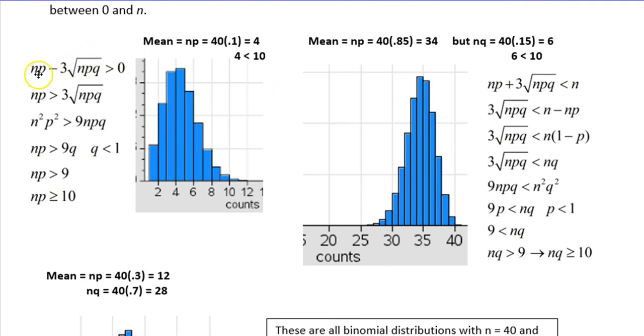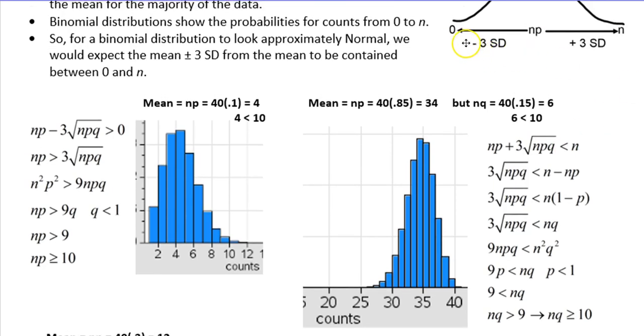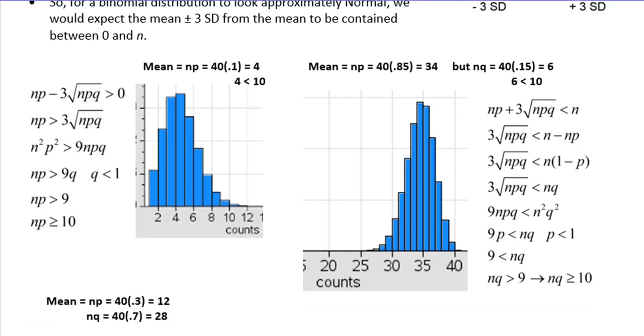So we're going to say np minus 3 standard deviations. The mean minus 3 standard deviations should be just greater than 0, and the mean plus 3 standard deviations should be a little bit less than n. So we're saying basically that they have to be in between: np plus 3 standard deviations is just slightly less than n, and np minus 3 standard deviations is just a little bit greater than 0. We're saying they're contained between 0 and n.